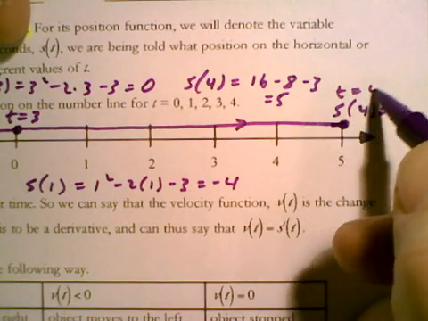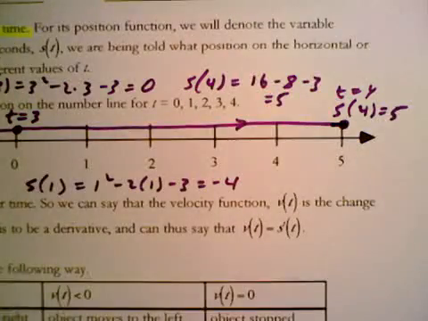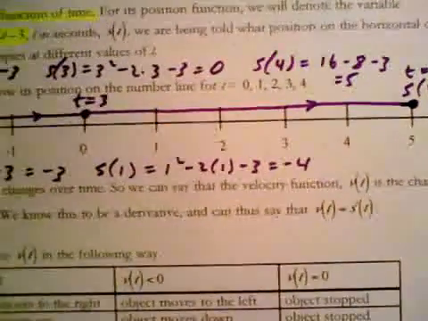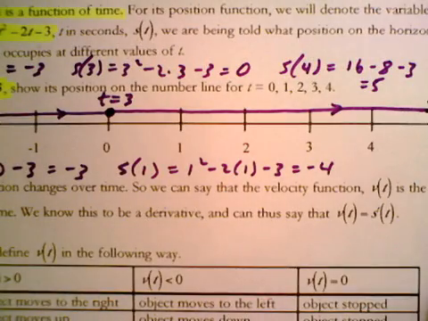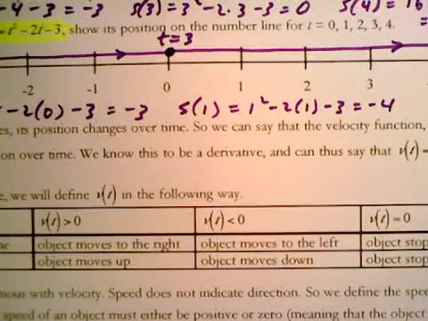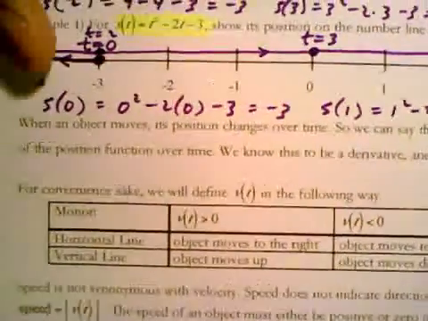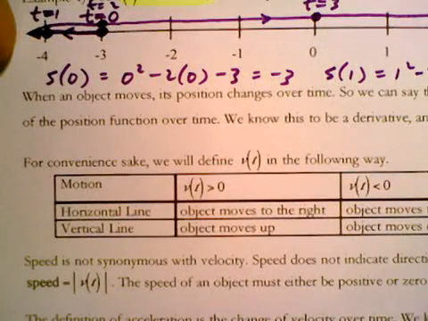This is t equals 4, here's t equals 3, and we can track the position and the movement of an object based on that function that gives us the position at any time. Alright, well, let's take it a step further and see how we involve derivatives in this.